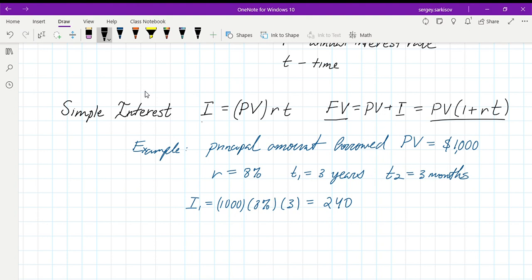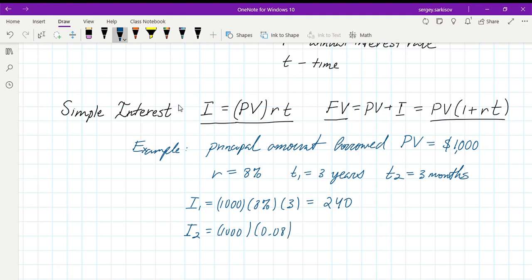And of course, interest, I equals PV RT, okay? So there's one example, and let's do the second one. In other words, let's imagine we had a different T, at this point, 3 months. Well, you have 1,000, and let's write 8% as maybe 0.08 if you want.